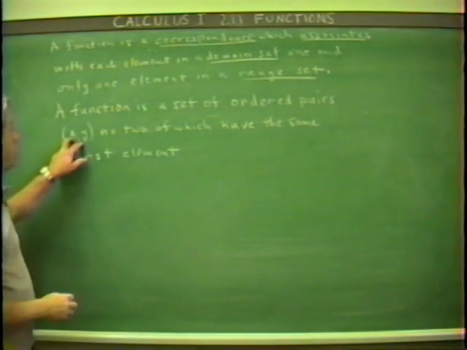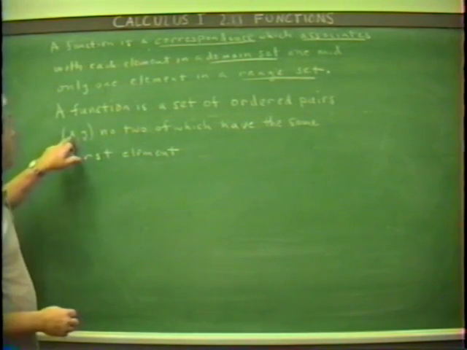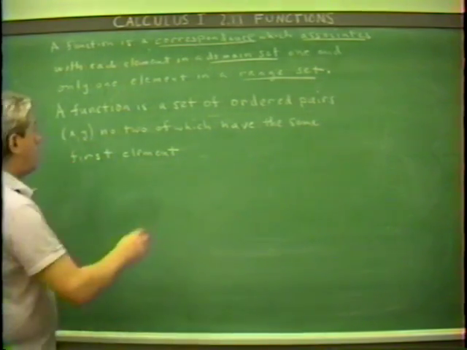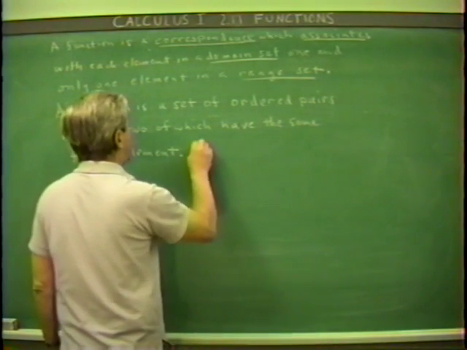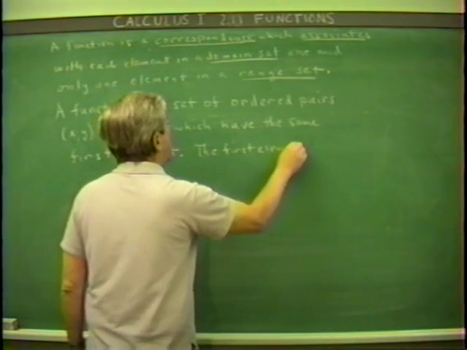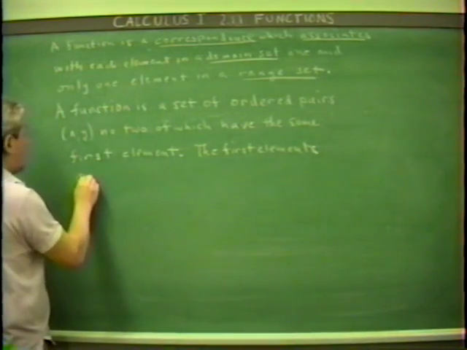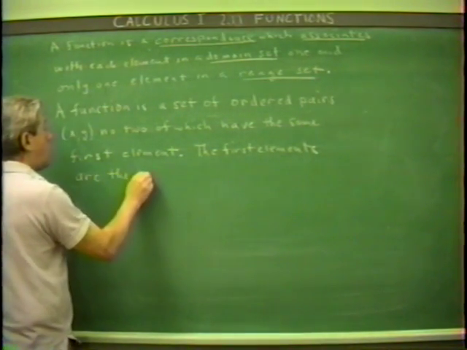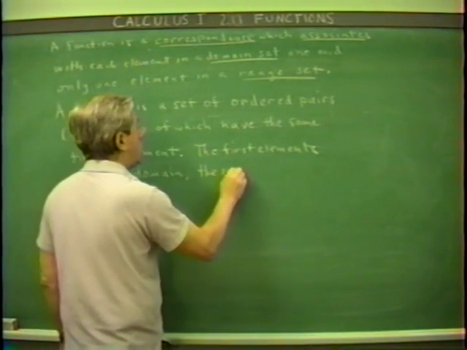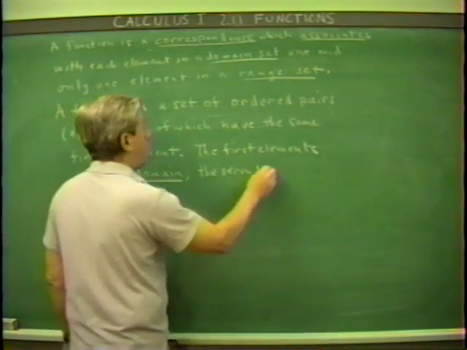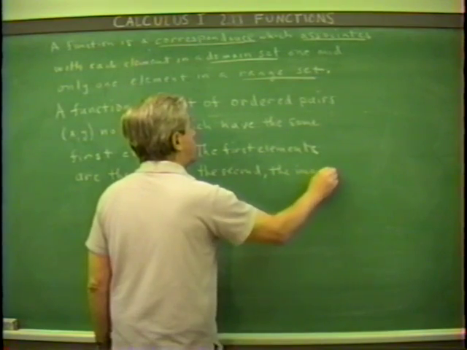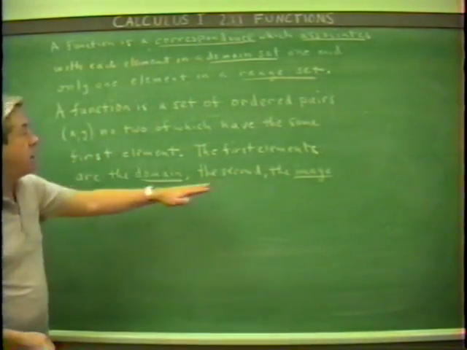That's to say, no two distinct pairs in the set have the same first element. For each first element here, there's only one second element possible. The first elements are called the domain. The second elements are called the image. The set of all second elements is called the image of the function. The range is any set that contains the image.